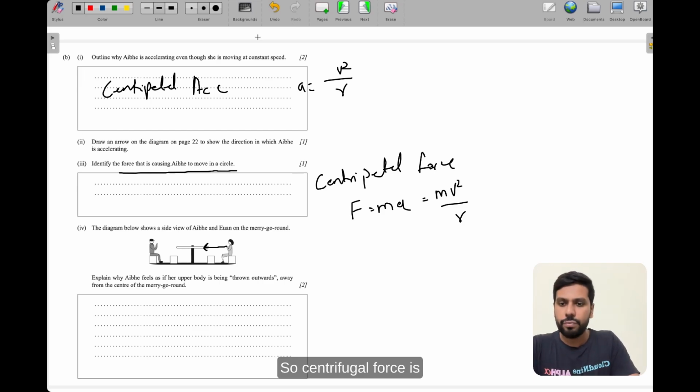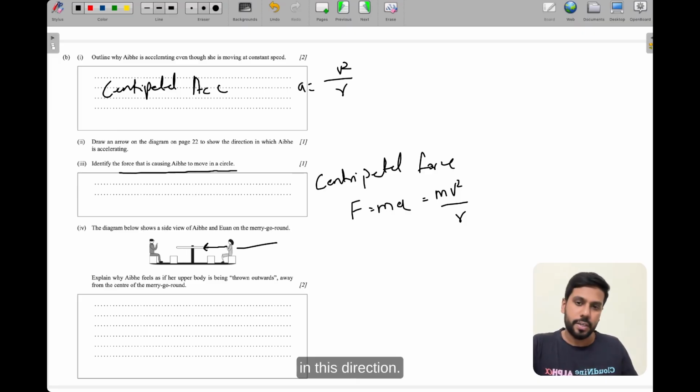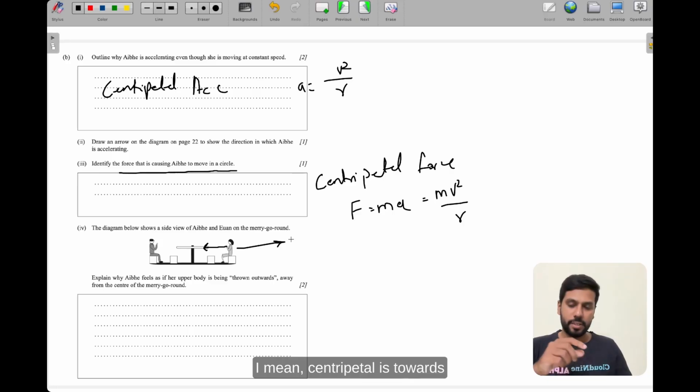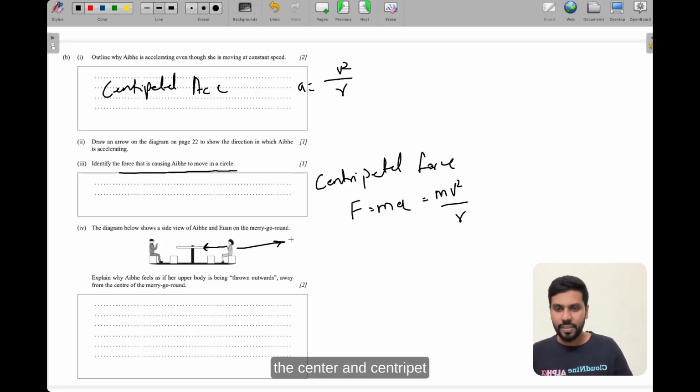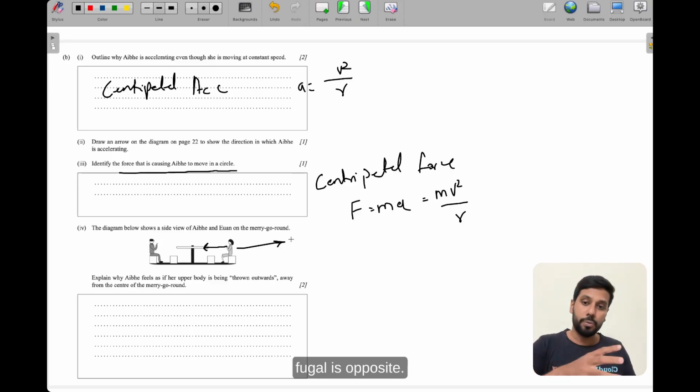So centrifugal force is a force which is acting in the opposite direction to the centripetal force. You can look here, it is in this direction. Centrifugal force is in this direction, and centripetal force is in the opposite direction. Centripetal is towards the center, and centrifugal is the opposite.